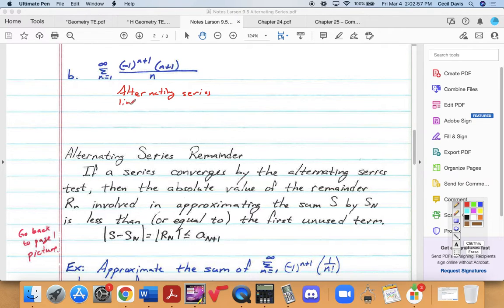The limit as n goes to infinity of (n plus 1) over n is equal to 1. Therefore, this series diverges by the nth term test.